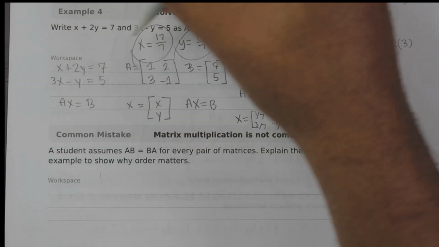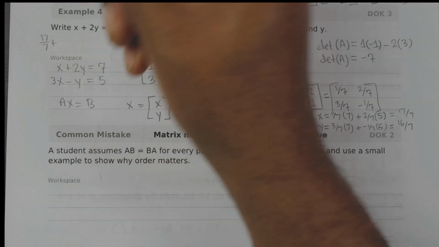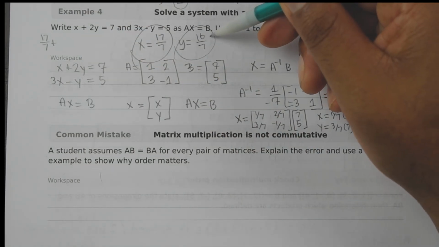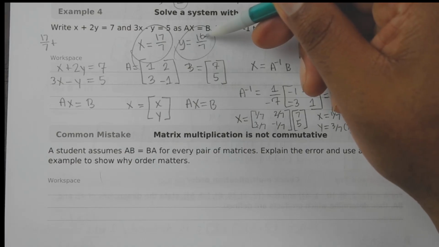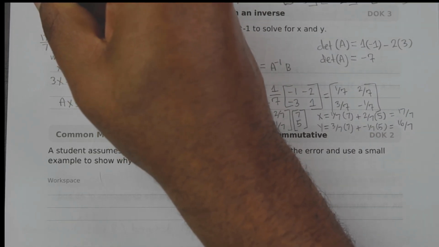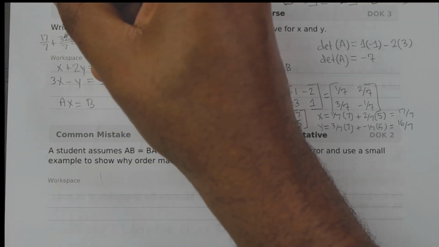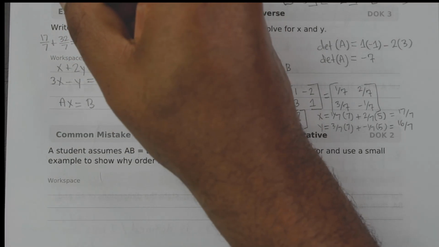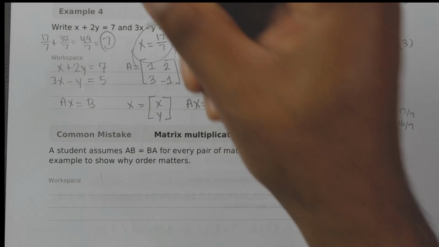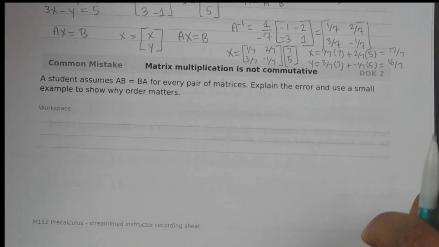So x is 17 over 7, so that's 17 over 7, and then I'm going to be multiplying 2 by 16 over 7. So 2 times 16 would be 32 over 7. Well, 17 and 32 make 49. 49 over 7 is equal to 7. So this checks out. Okay. And then you can check the other ones if you like.